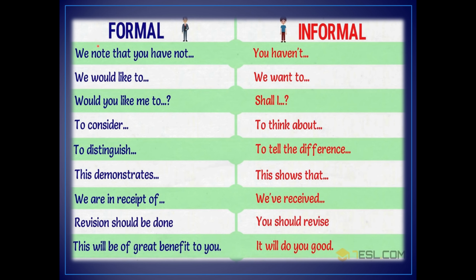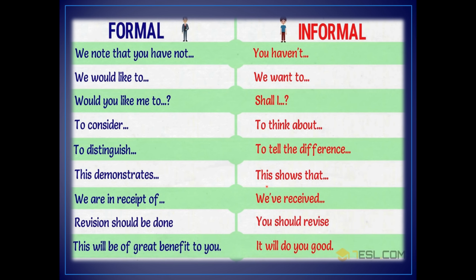Here are a few more informal words that you should avoid, and there are some formal words that you can use instead of those. You haven't. Instead of saying that, you can say, we know that you have not. Instead of saying we want to, say we would like to. Instead of saying shall I, say would you like me to? Then, if you want to say to think about, you can say consider. To tell the difference, instead of saying that, formally you can say to distinguish between something.